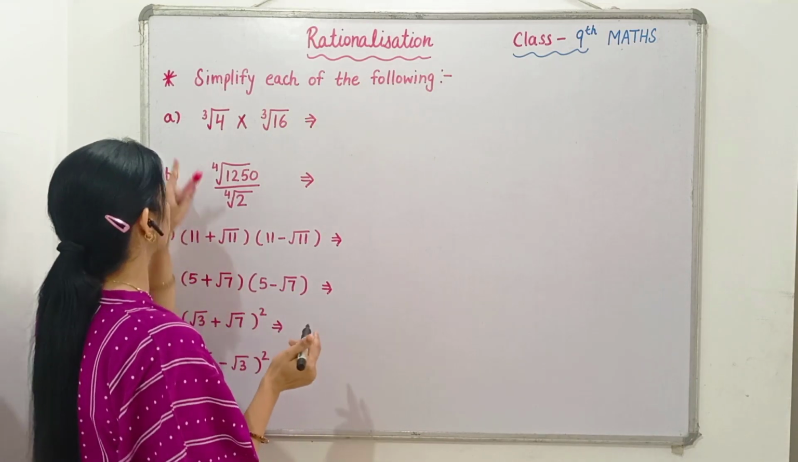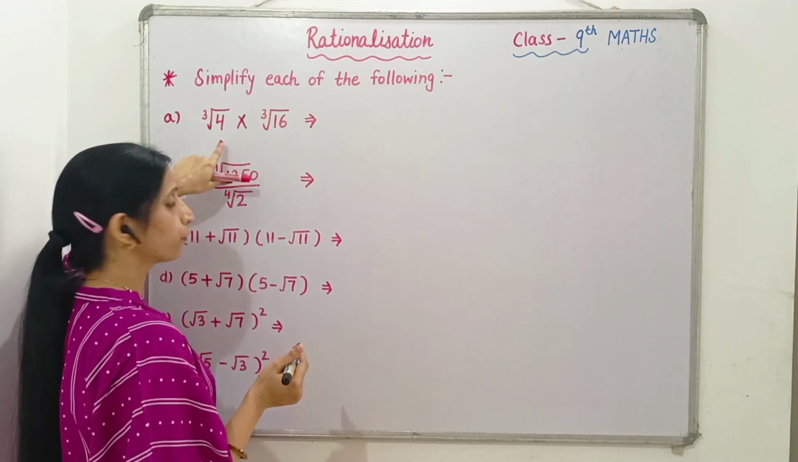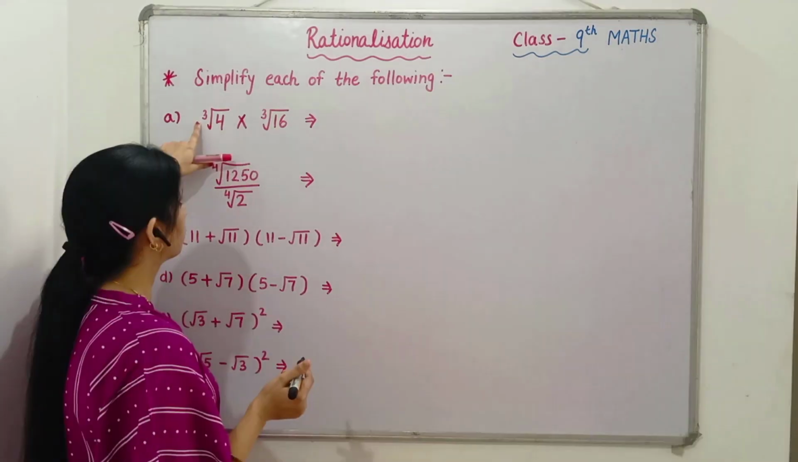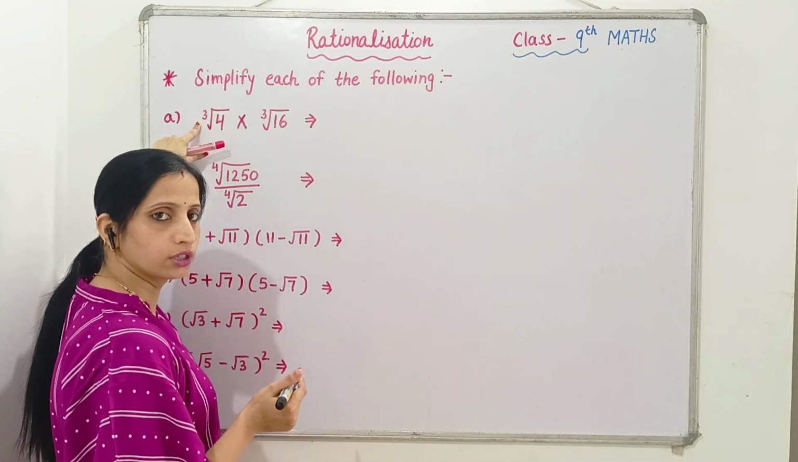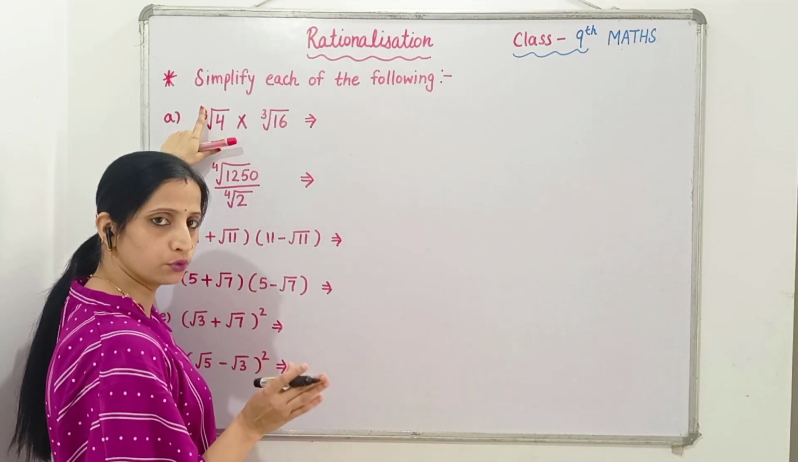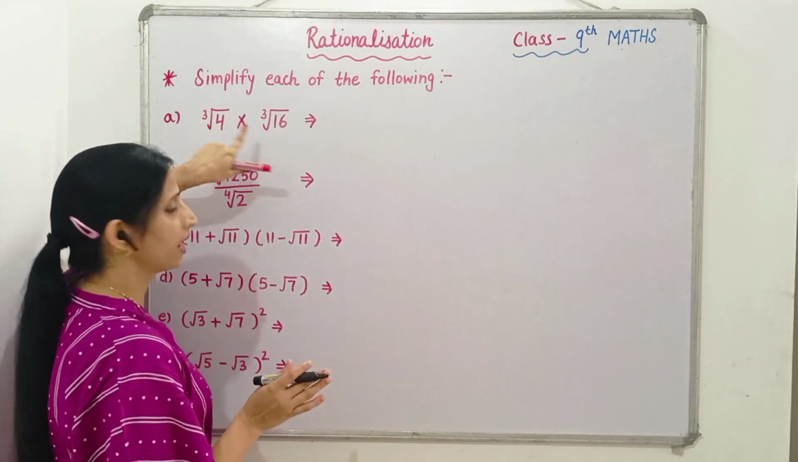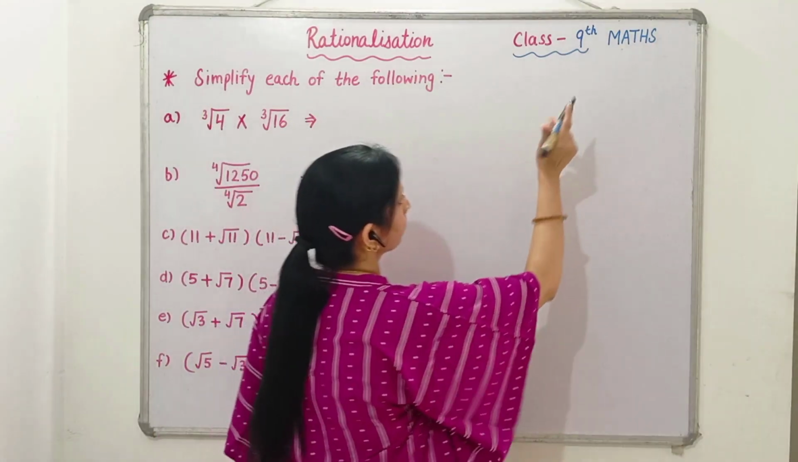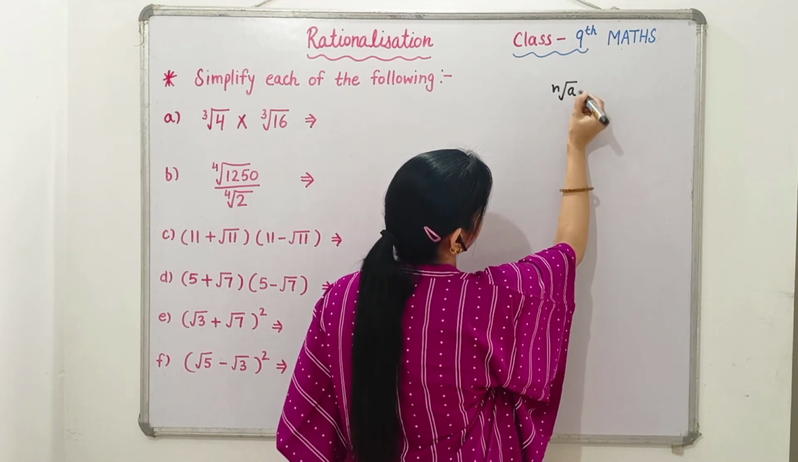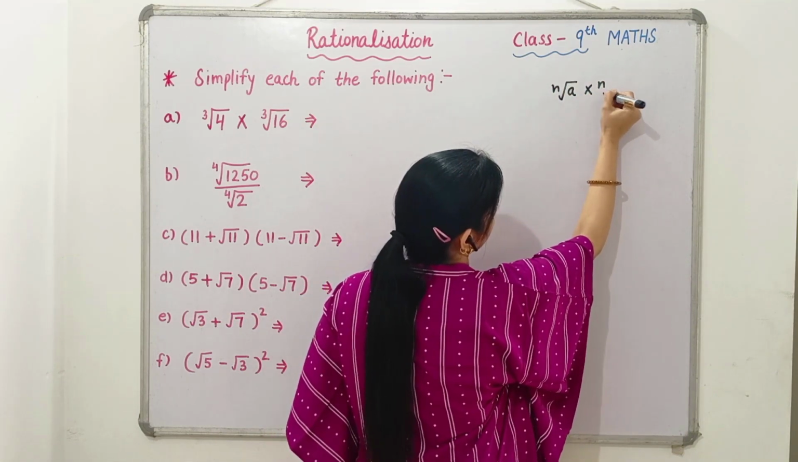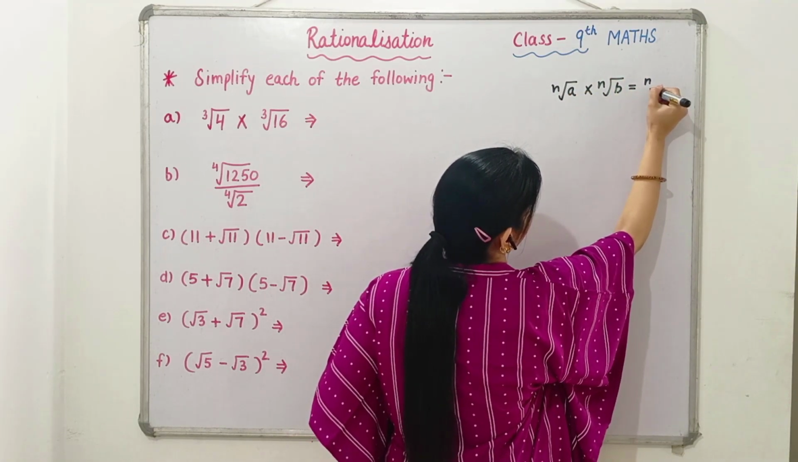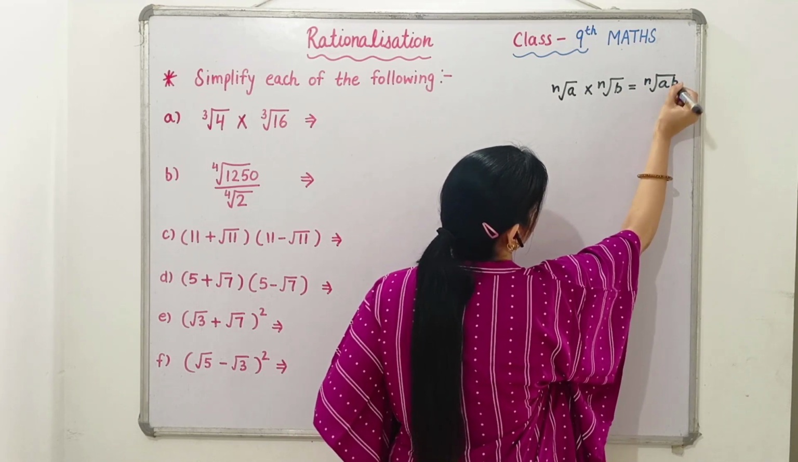Like the first question here is cube root of 4 multiplied by cube root of 16. It is given 3. 3 means cube root. When only root is given, that means square root, so we will not mention 2 for that. And it can be any number. So we will use the property. Suppose take the number n root a multiplied by n root b, it will be equal to, n will remain same, root of a b.